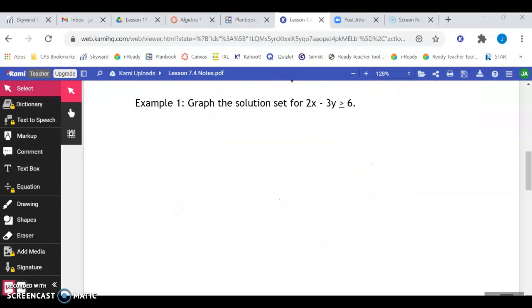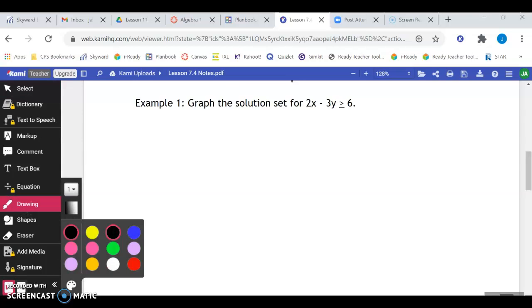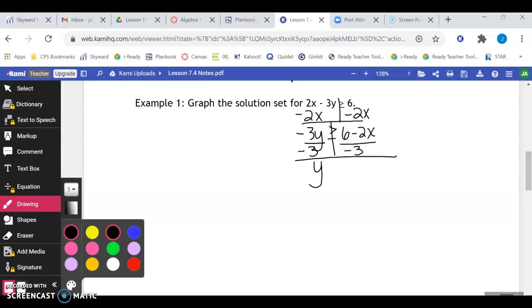So for example 1 here, we have to graph the solution set for this inequality. Well, before we can do that, we have to solve it for y. So I'm going to minus 2x from both sides. So I have -3y is greater than or equal to 6 minus 2x. And then I have to divide everything by -3. And remember, with inequalities, if I divide by a negative, I have to flip that sign. So 6 divided by -3 would be -2. And -2 divided by -3 is going to be positive 2/3 x.